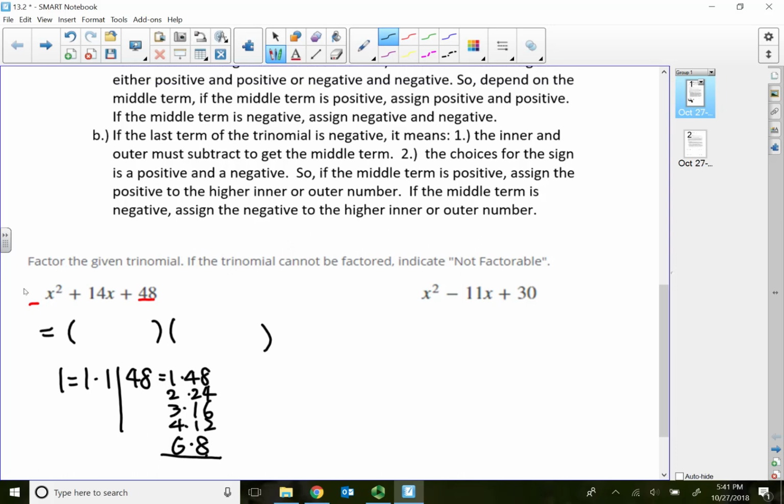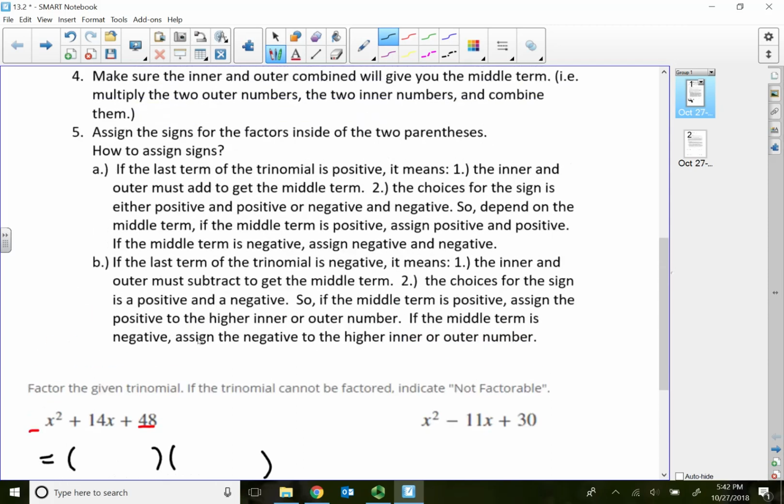Write all the factors of the first term and the last term. The first term of my trinomial is x squared, so the factors of x squared have to go at the beginning of the 2 parentheses. Right now I'm writing the number 1, but at the end of the problem I will fill it back in with my variable x. The only way I can get an x squared is to have 1x and 1x. So I will write my x in a minute.